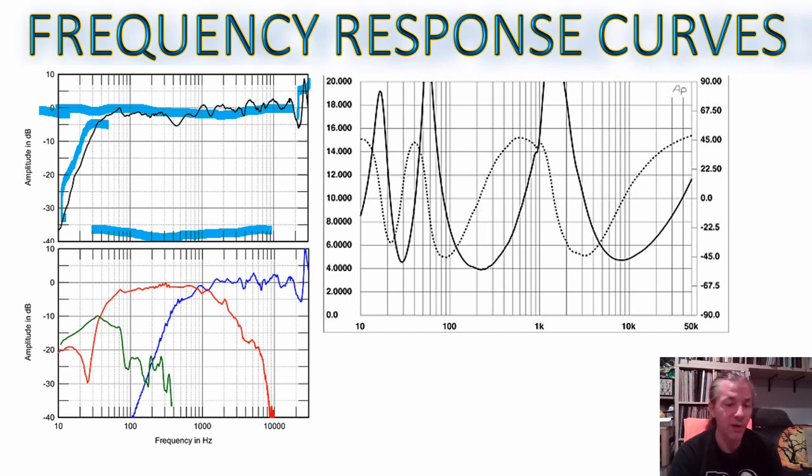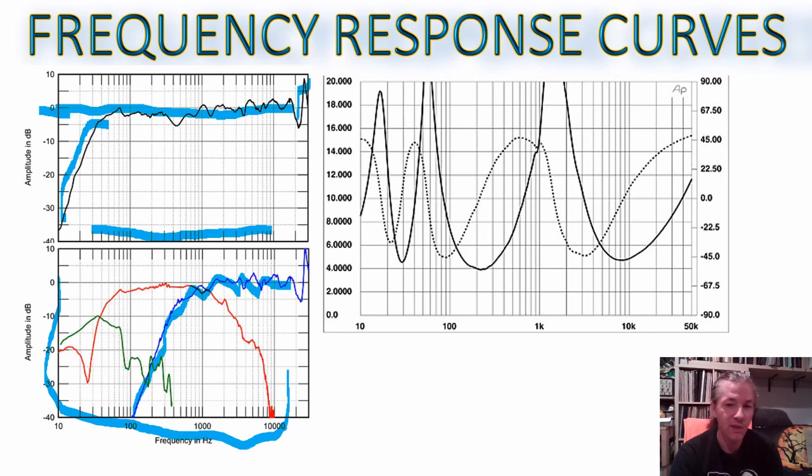And the lower part, the lower graph here, this is the output of the individual drivers. So with the blue, we see the tweeter, the red shows the mid-range, and the green shows the port. And you see the tweeter's output, the blue. You see that it has like ups and downs, and that's usual for every tweeter. And then here we start to see a drop, and then it just drops down like that.